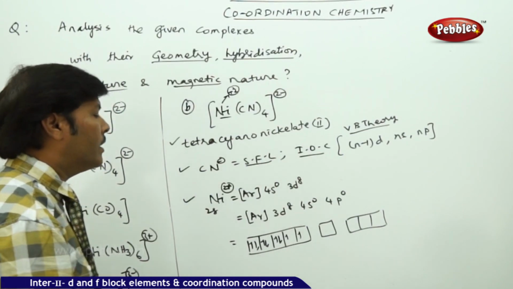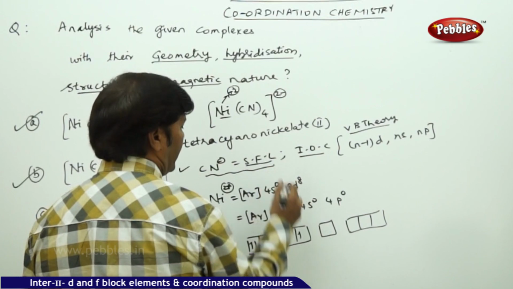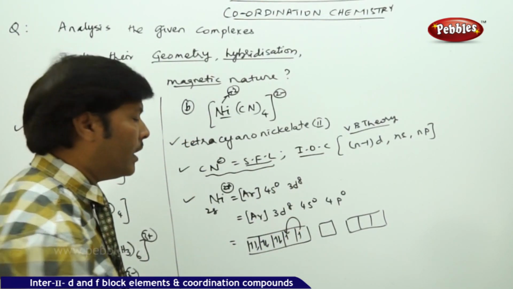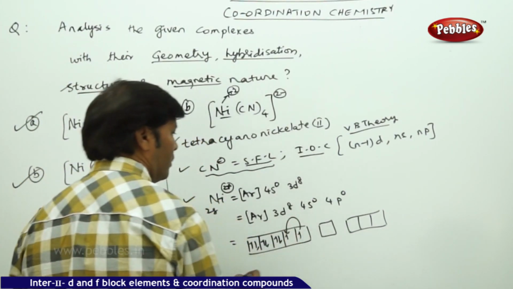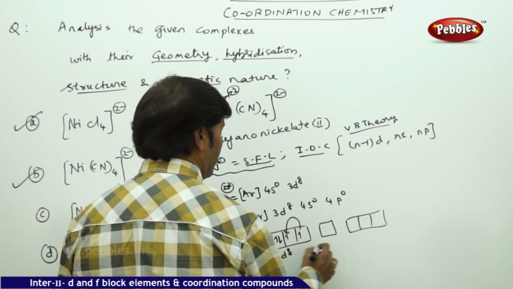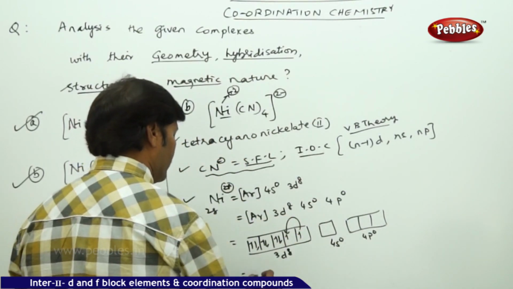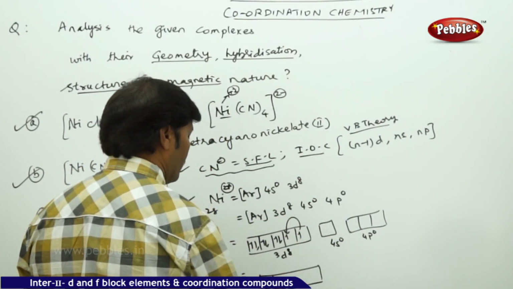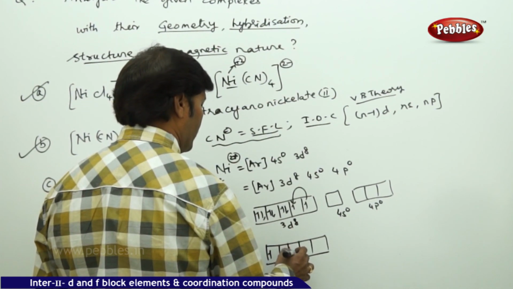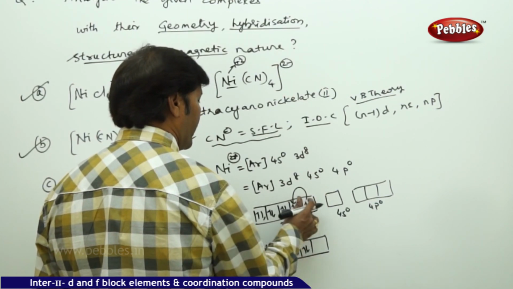So what is happening here is, because cyanide is a strong field ligand, it will forcibly violate Hund's rule and Aufbau's principle, and it is going to pair this electron. Actually this is 3d8, this is 4s0, and this is 4p0. So after pairing, the new structure looks like this: 1 2 3 4 5, then 1 2 3 4 5 6 7 and 8. So this pairing is done here.